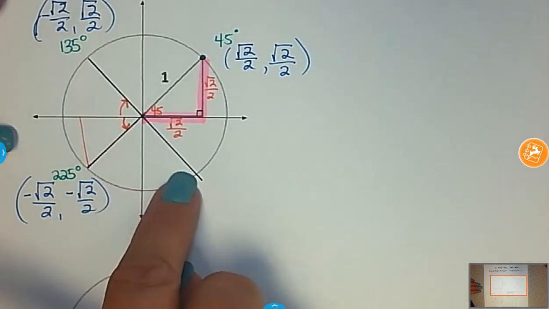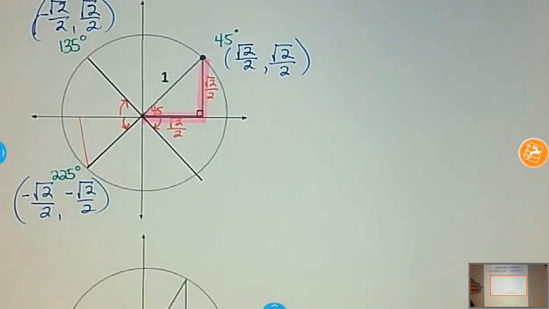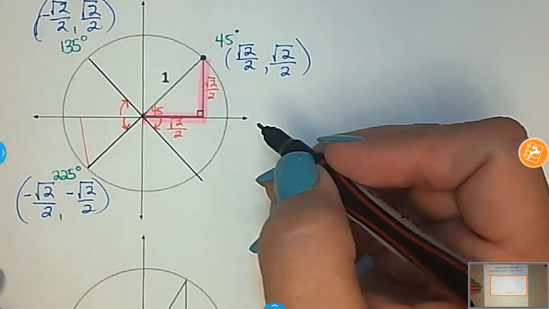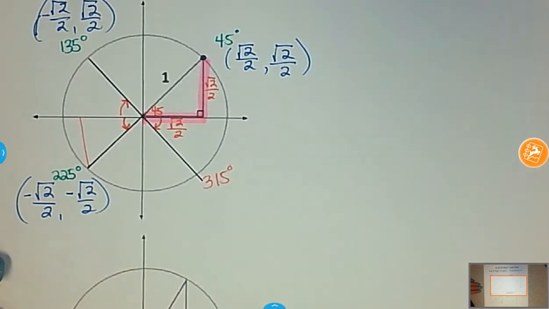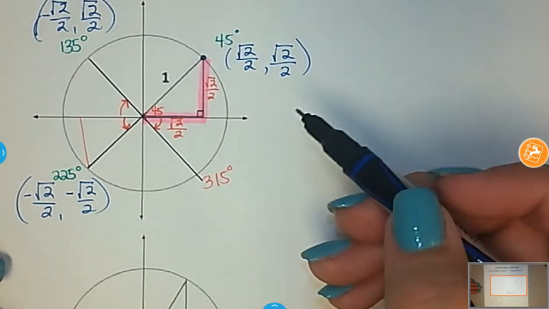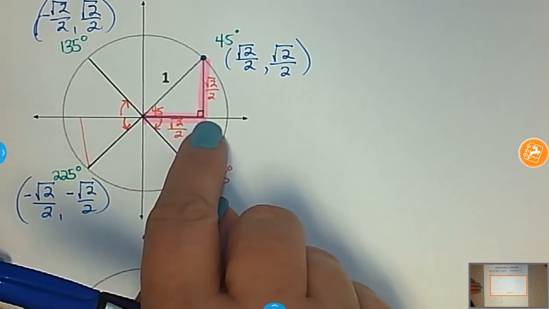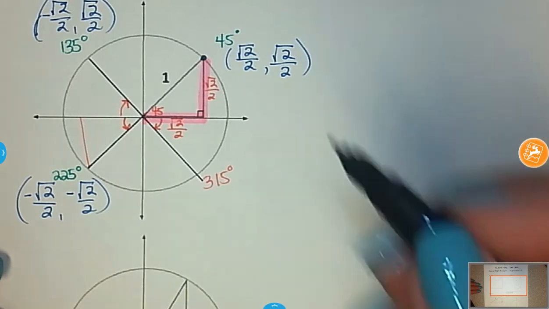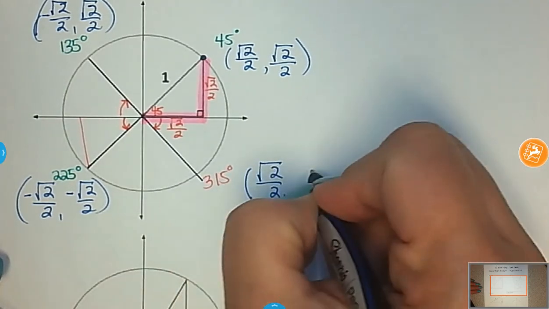This angle here is also 45 degrees away from the x-axis. So that is 45 degrees before we get to 360. 360 minus 45 is 315 degrees. So because it is also 45 degrees away, it's using that same triangle. I go over square root of 2 over 2 and then down square root of 2 over 2. So it's the same values, my signs are just different.